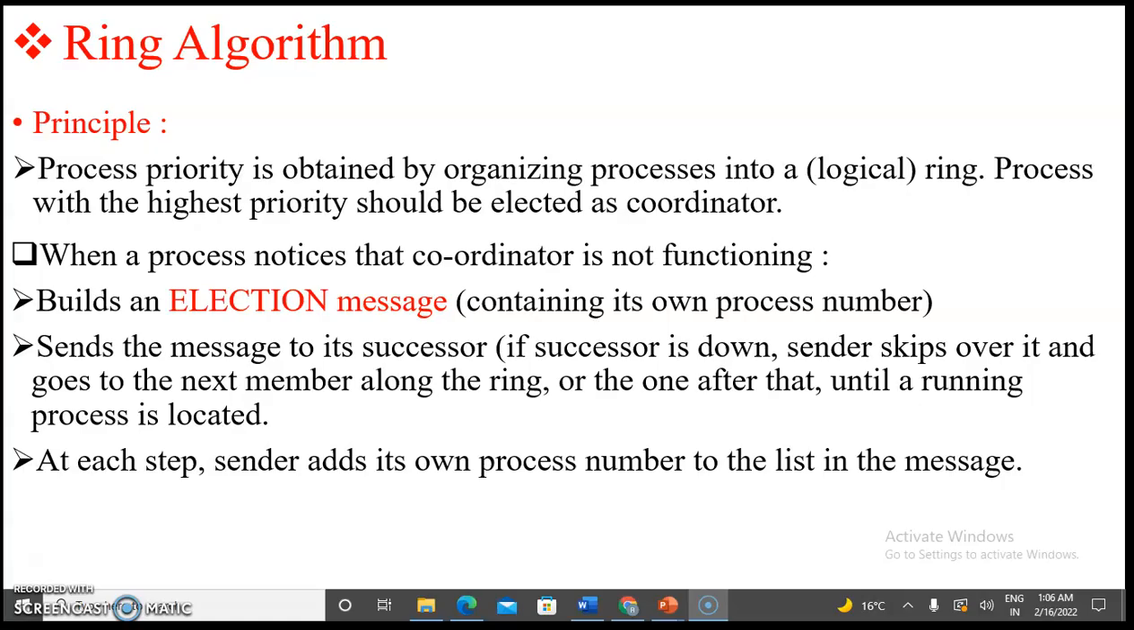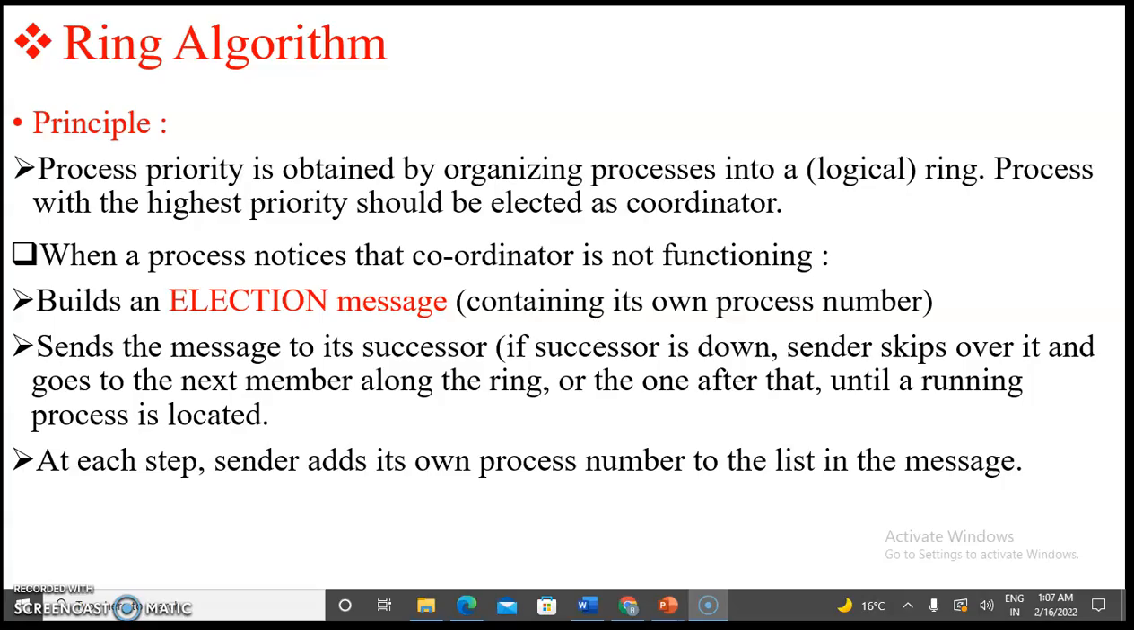In continuation to our earlier video of election algorithms, we completed the Bully algorithm. Now let us see the ring algorithm. Ring algorithm is one of the election algorithms in distributed systems. It works on the principle that the process priority is obtained by organizing processes into a logical ring. All the processes will be arranged in a logical ring-like structure, and whichever process has the highest priority will be elected as a coordinator.